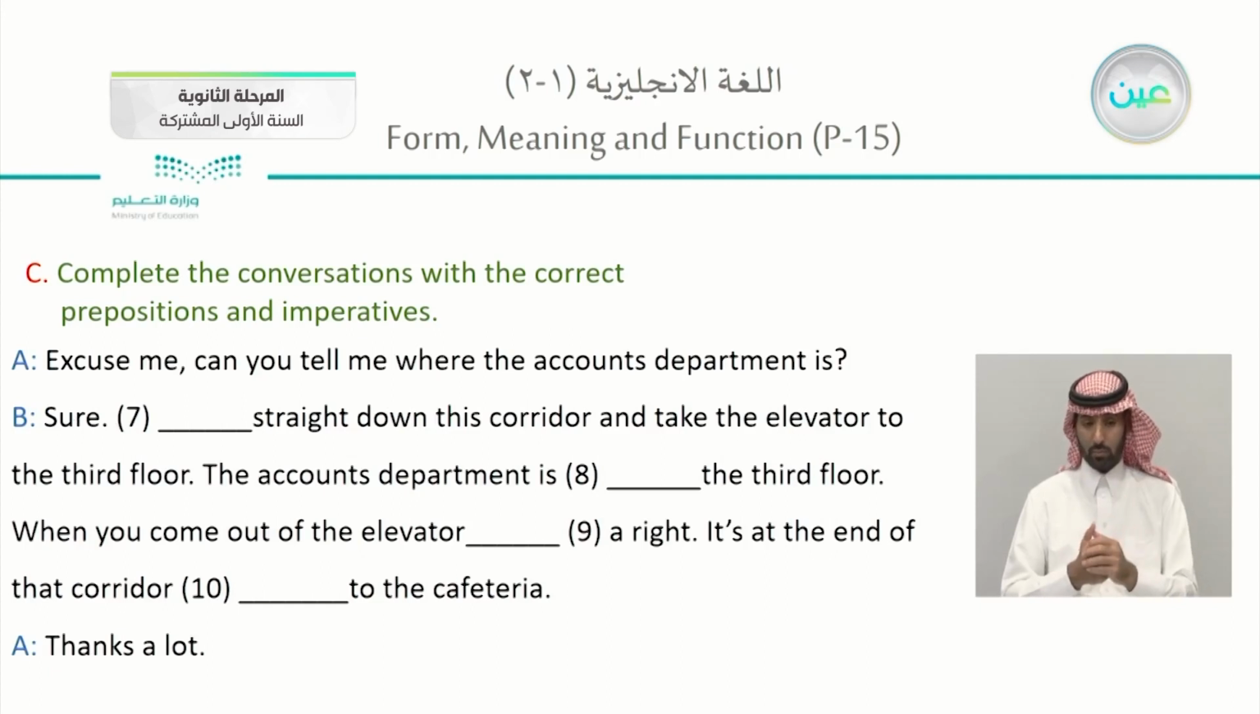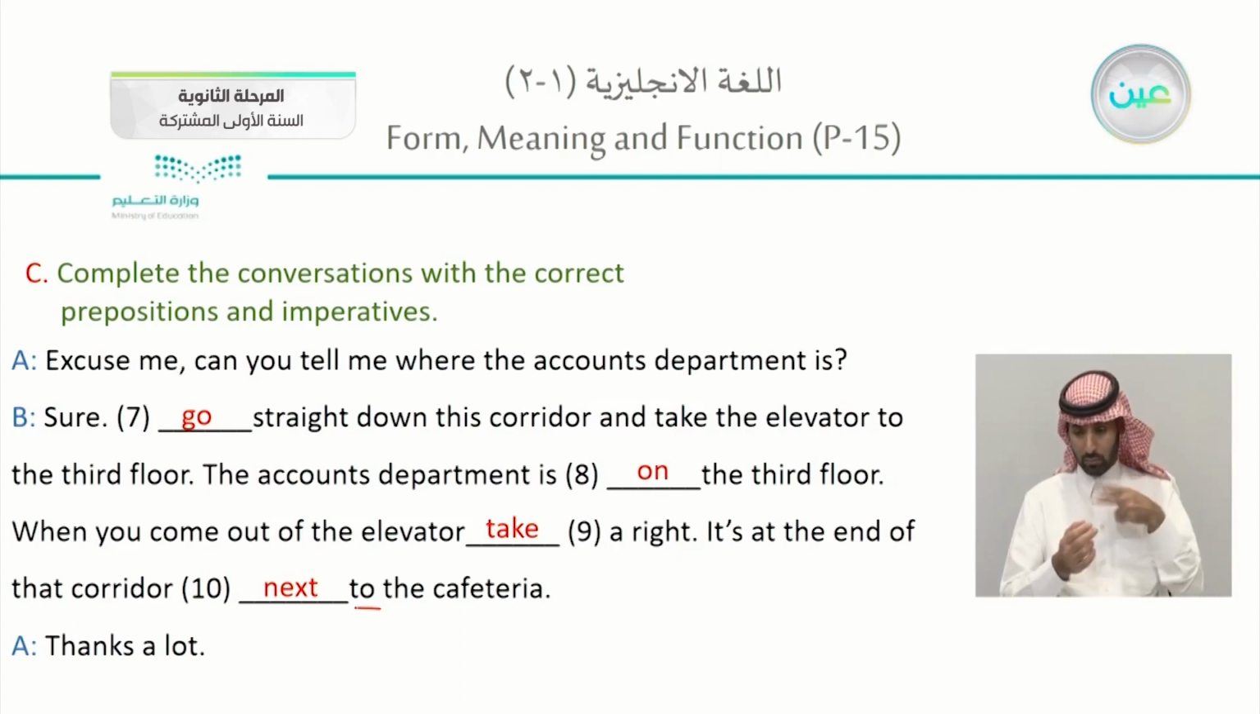The following one. Excuse me, can you tell me where the accounts department is? Sure. Straight down the corridor or the hall. So with straight, we will use the imperative. Go straight down the corridor and take the elevator to the 3rd floor. The accounts department is on the 3rd floor. For levels, it will be on the 3rd floor. When you come out of the elevator, turn right. Is it go? It's actually take. Take a right or turn right. It is at the end of the corridor, next to the cafeteria. We will use next because it's clear from the preposition to. So what have we used in here? The imperatives go straight, take a right, and the preposition on the 3rd floor and next to the cafeteria. Okay?